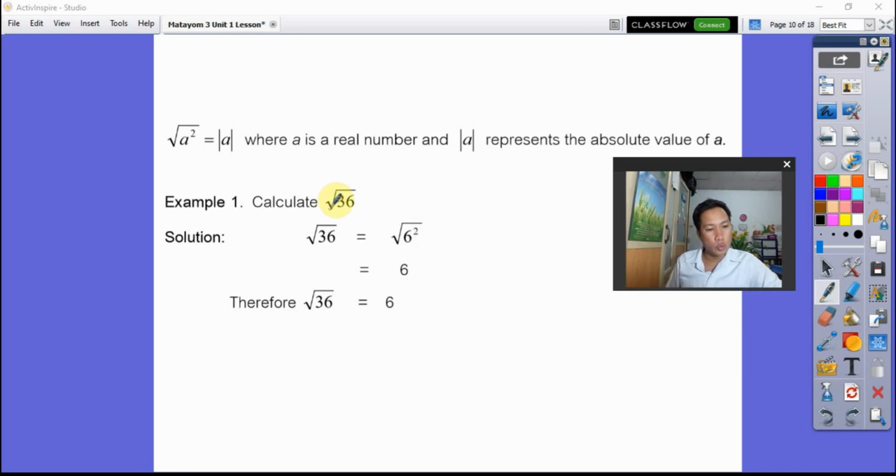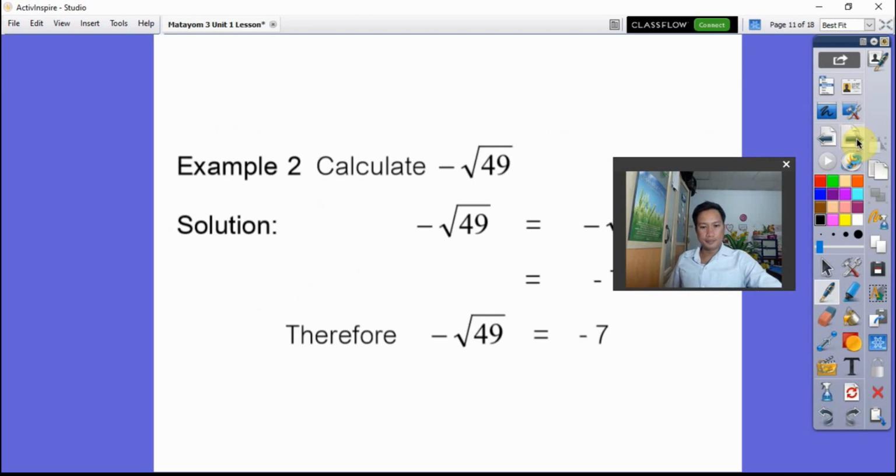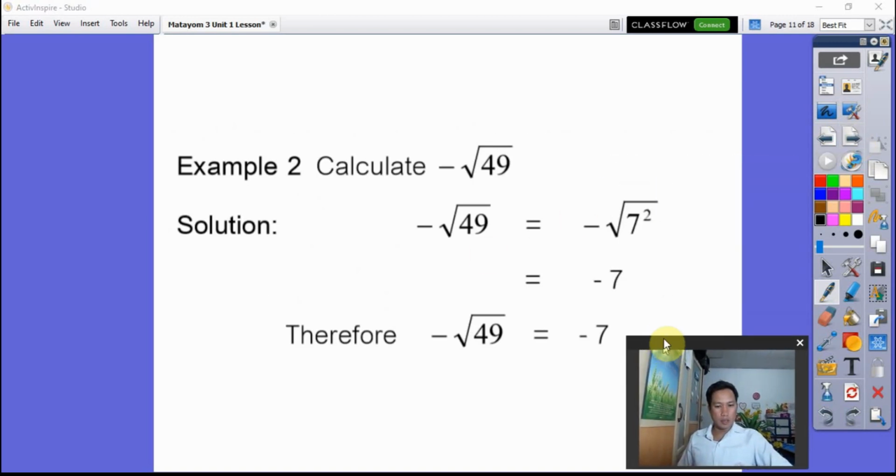Now you have the root of 36. We need to simplify the root of 36. The root of 36 is the same as the root of 6 squared. So we cancel the root, we cancel the square, so we will have 6. Very simple. So let's look at example number 2.